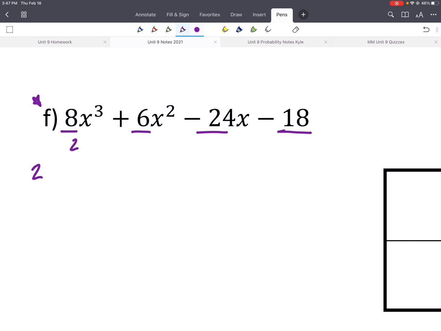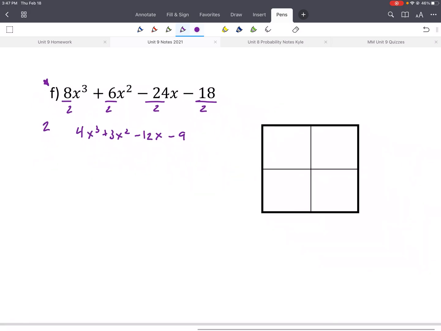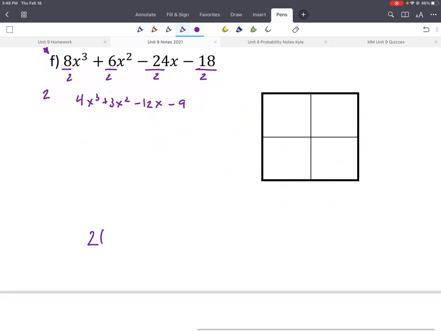So we'll divide everything by 2. So what's left would give us 4x to the third plus 3x squared minus 12x minus 9. So we still need to do that no matter what method you do. We need to take out that 2. So I'm going to write over here 2. I'm going to make my 2 parentheses so I don't forget that I took out that 2.